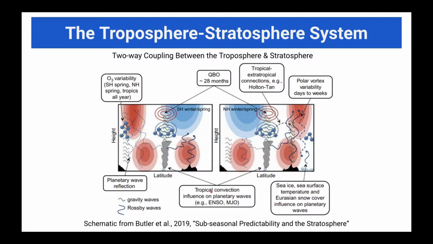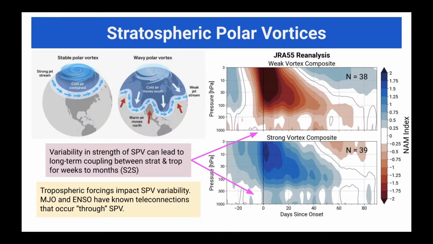In reality, the troposphere and stratosphere are a coupled system such that tropospheric variability forces variability in the stratosphere, and subsequently, stratospheric variability influences variability in the troposphere. Now, this isn't like saying that the stratosphere is going to tell us where it's going to snow tomorrow, but given the highly stratified nature of the stratosphere and the relatively slow timescales on which stratospheric variability occurs, it does have the ability to impact the troposphere on subseasonal to seasonal timescales.